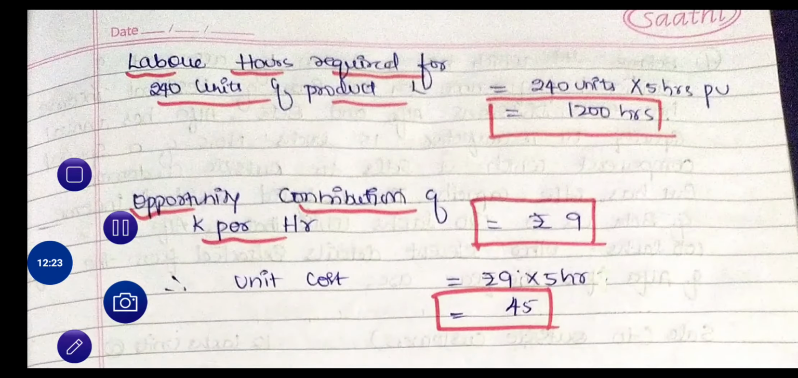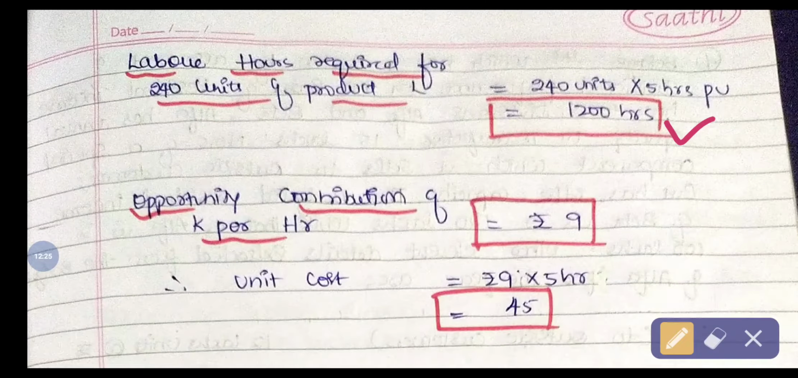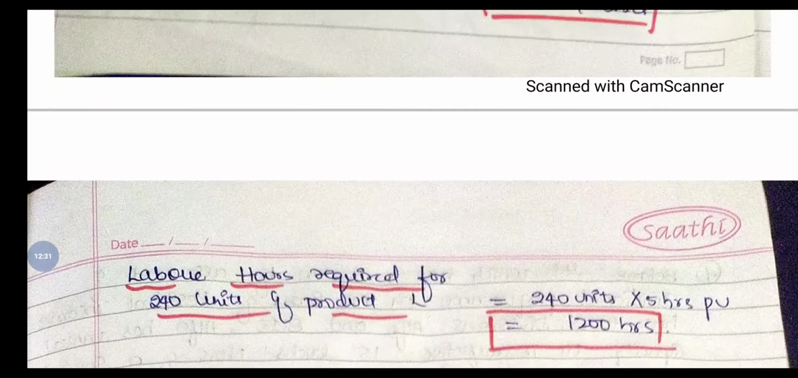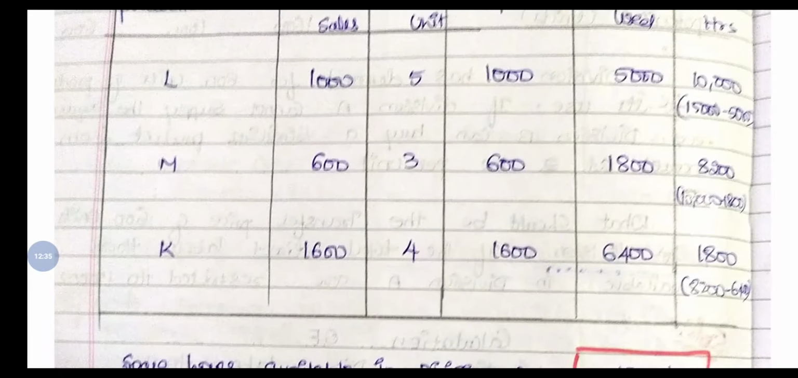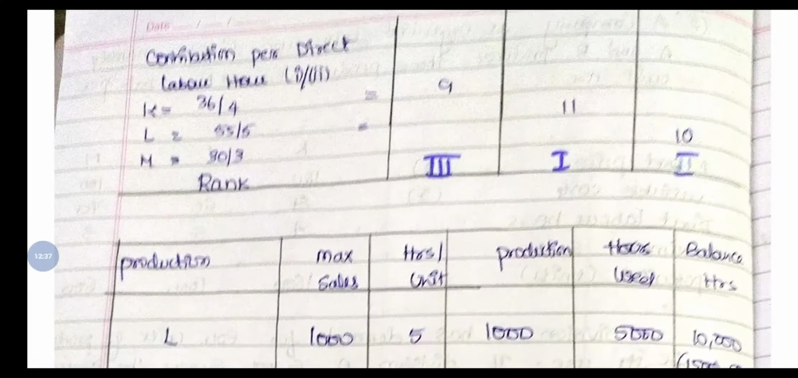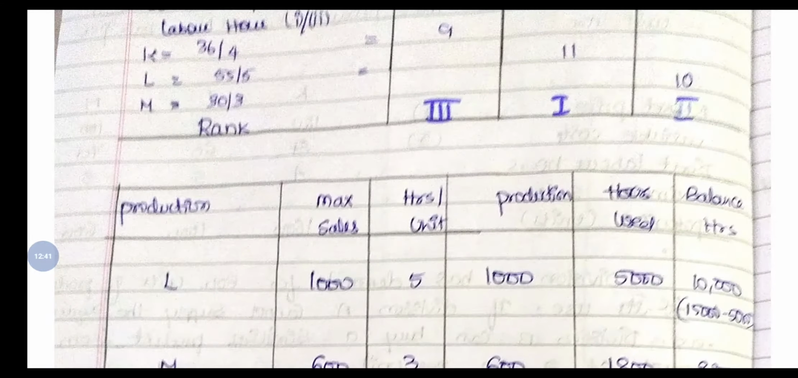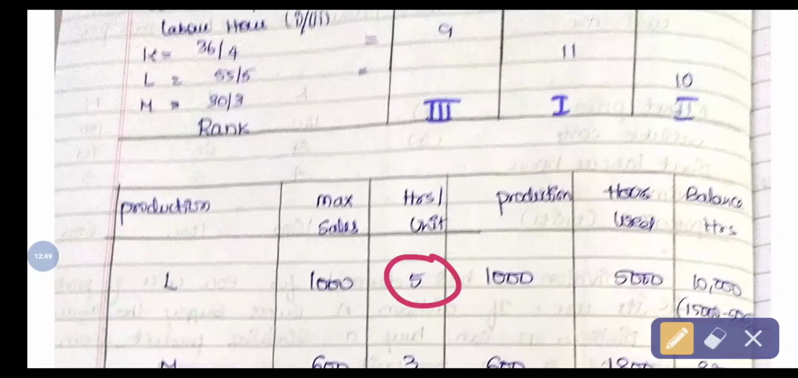1200 hours are still needed for manufacturing the L, that is the same product. But here in the first step we have allotted the rankings. So here division B wants L product, but if we see the production hours, for producing L we need 1200 hours, and on that basis L is only 5 hours per unit. So the price charged should be 5.